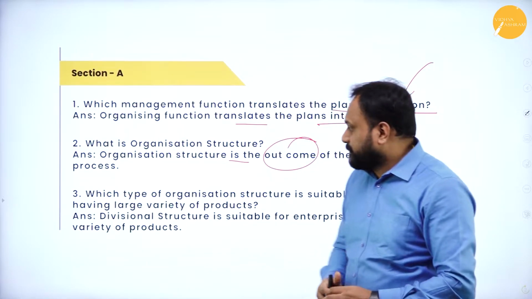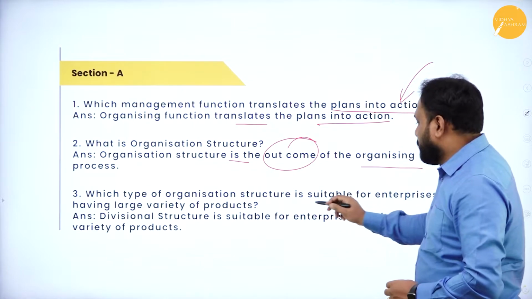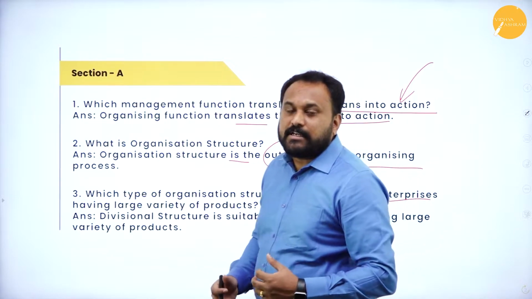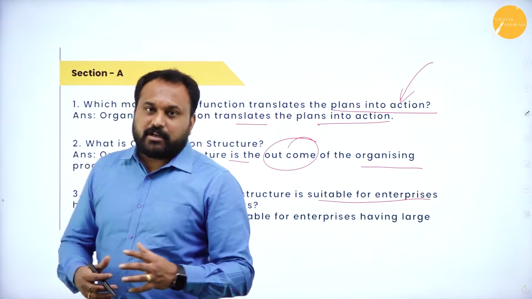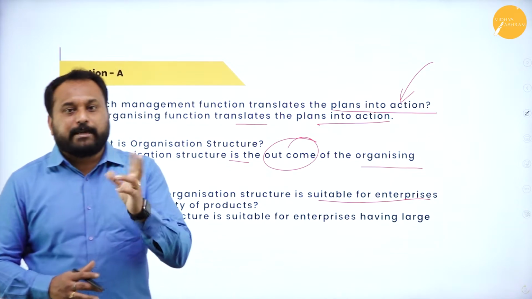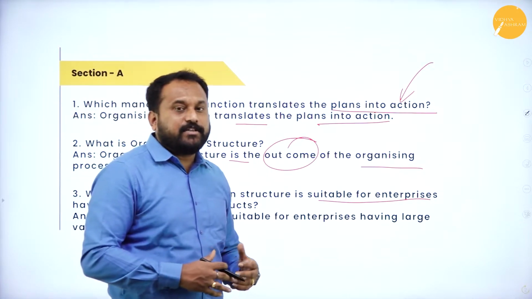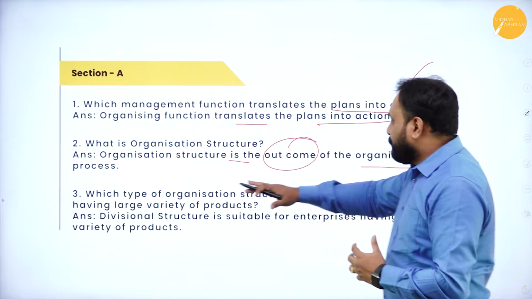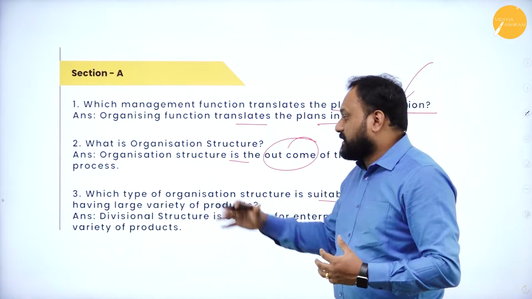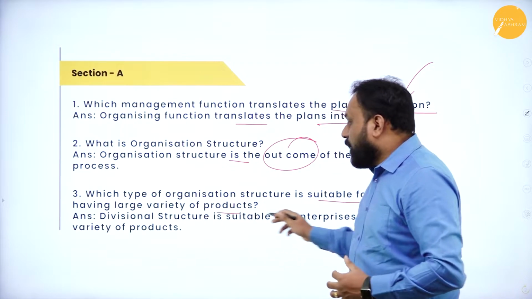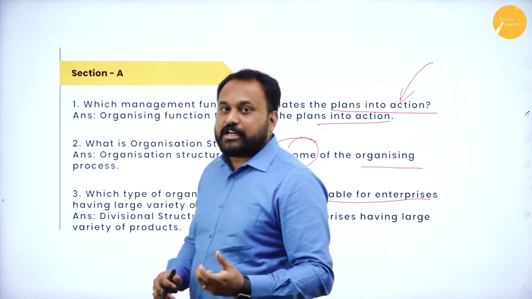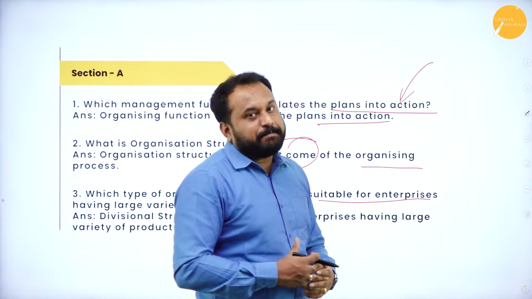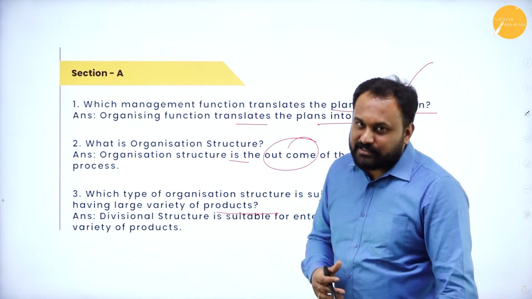Which type of organization structure is suitable for enterprise having large variety of production? See, according to your syllabus, we have two types of structure, that is, one is functional structure and another is divisional structure. According to the question, which type of organization structure is suitable for enterprises having large variety of products? So I'll always go with divisional structure, because divisional structure are divided into the variety of products which the company has. So we'll go with the answer divisional structure.